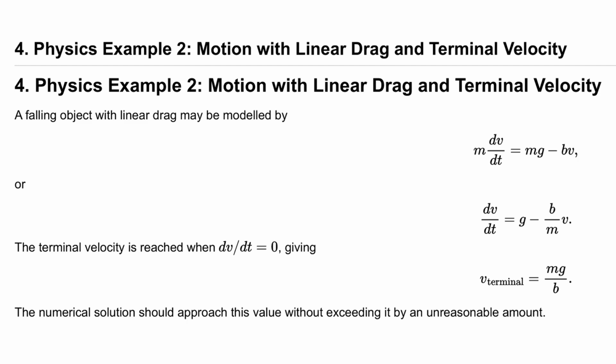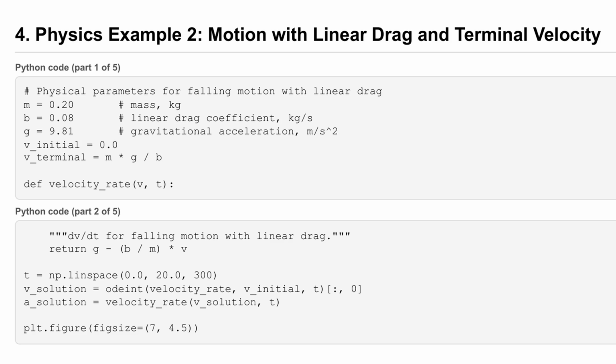Next, let us look at an object falling under gravity with linear air resistance. The rate of change of velocity depends on gravitational acceleration minus a drag term. Eventually, the acceleration reaches zero, defining a terminal velocity. We define our mass, drag coefficient, and gravity, then write the derivative function for velocity. We call odeint to solve this over a 20-second interval. And we also compute the acceleration by plugging our velocity solution back into the derivative function.